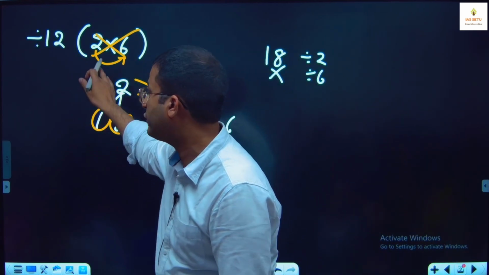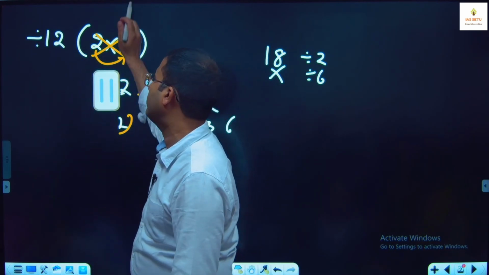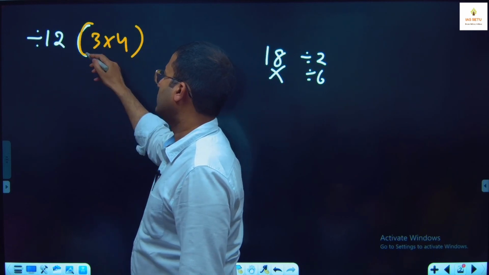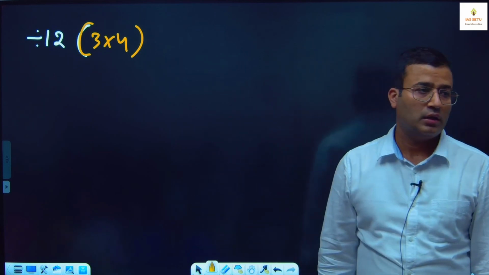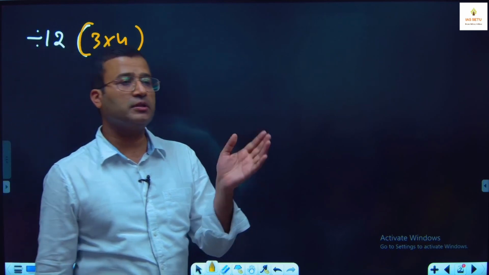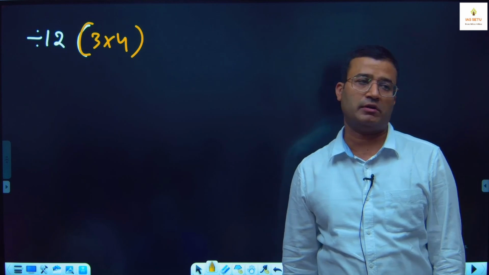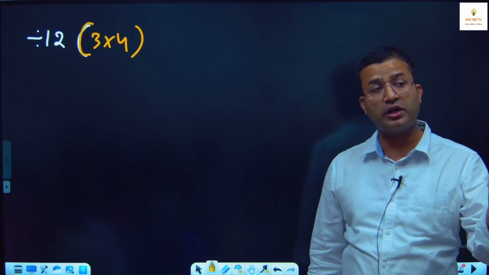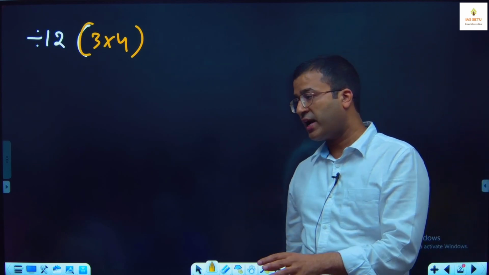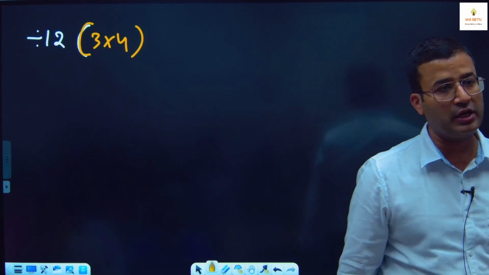What is the rule here? We have to break such that these two numbers are co-prime to each other. So how will we break 12? 3 and 4. 3 and 4 are co-prime. It means if any number is divisible by 3 as well as 4, the complete number is divisible by 12. कोई नंबर 3 से भी डिवाइड होता है और 4 से भी होता है, वो 12 से डिवाइड होगा ही होगा. If any number is divisible by 3 as well as 4, that number is divisible by 12 for sure.